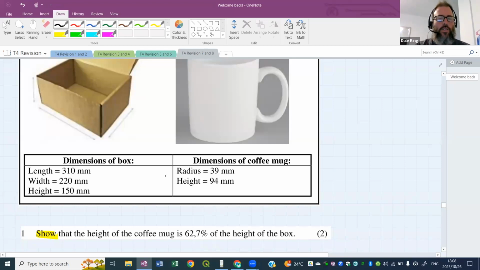All right. So I want you guys to please try this one, a nice warm up. Show or prove that the height of the coffee mug is 62.7% of the height of the box. Shouldn't be too difficult. Now, you guys are going to do the calculation and all write out 62.7% on the screen. That's not going to help me. So I need someone brave enough to come online and show me how they got this calculation. Is there anybody out there that can help me with this?